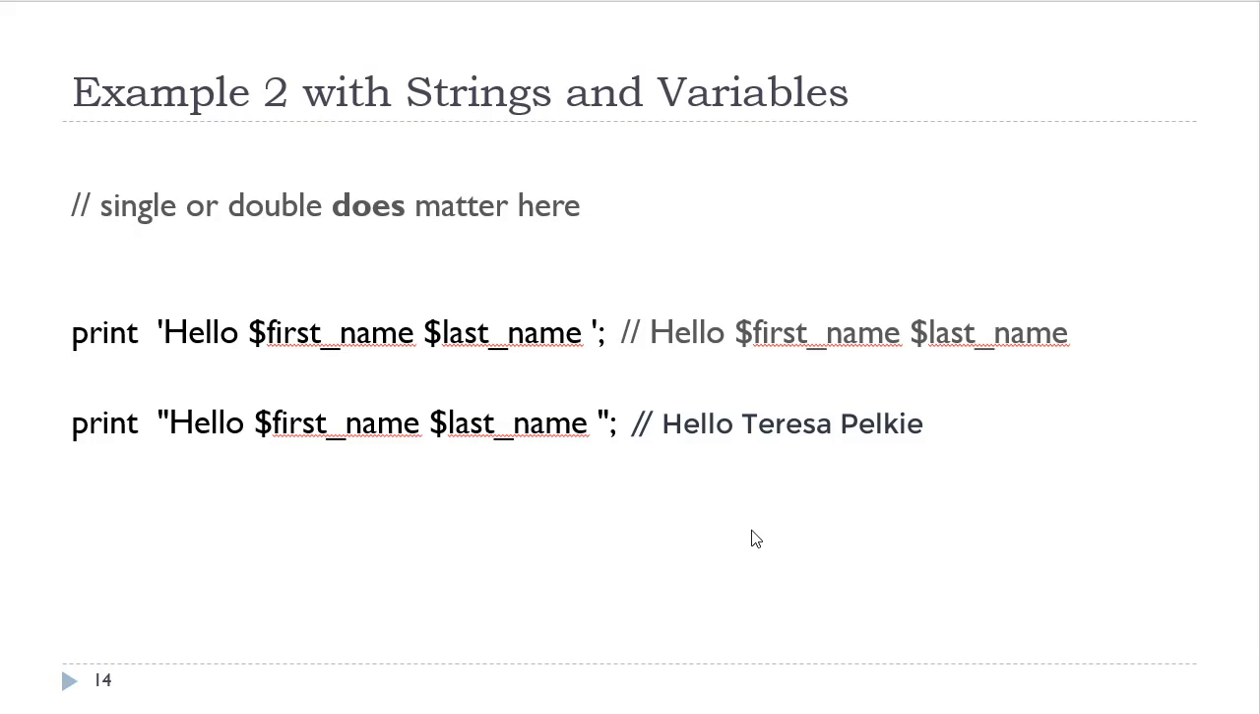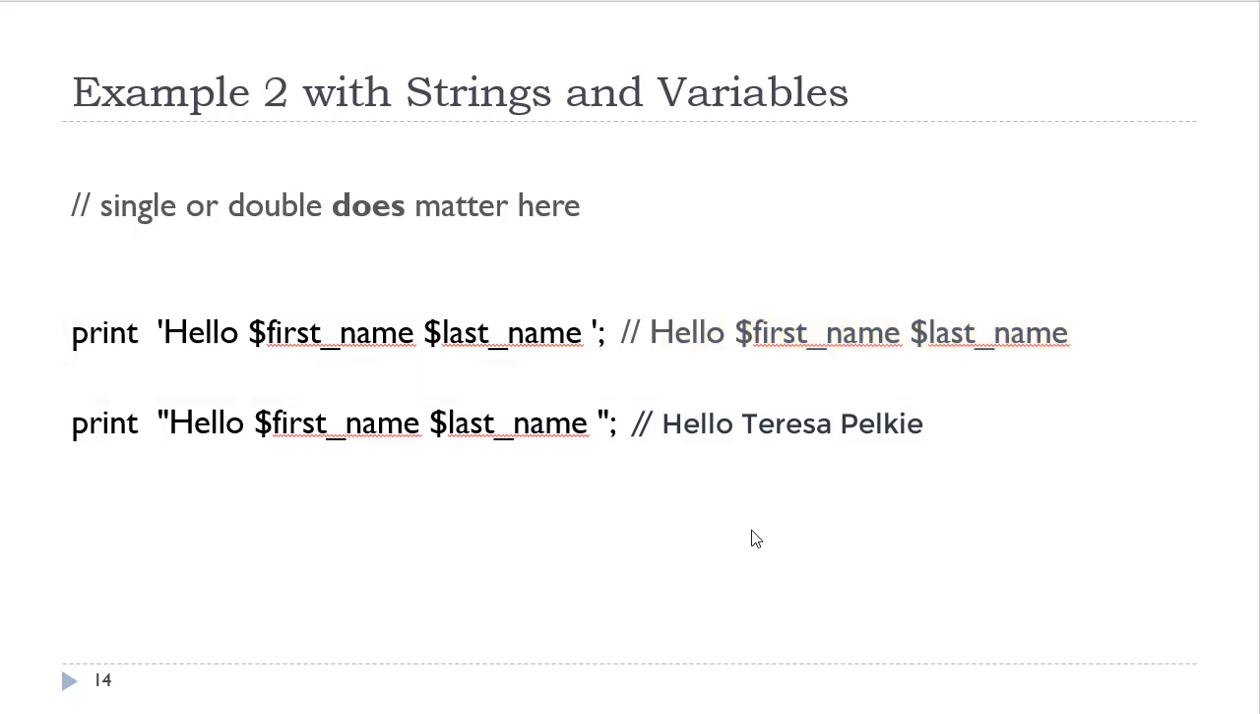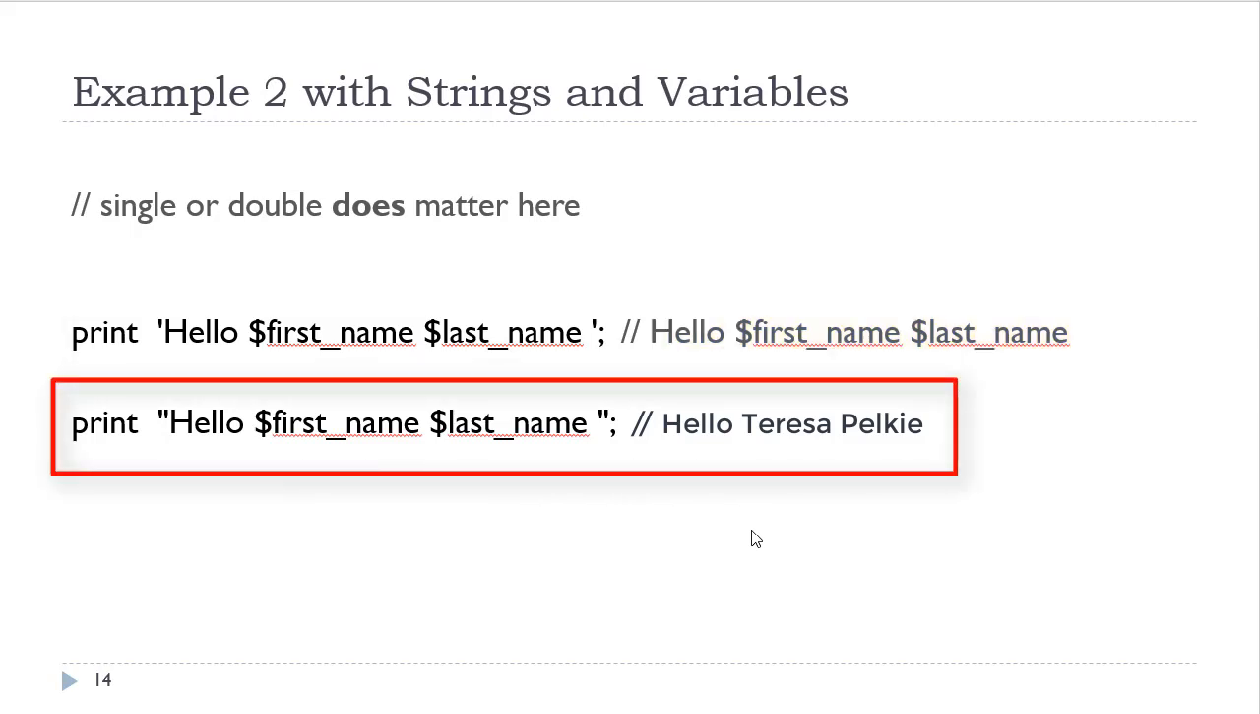However, if you have an expression that contains a variable, if that expression was enclosed in single quotes, it would literally display the variable itself, such as we see over here. However, if that expression was enclosed in double quotes, it would interpret the value of those variables, and we would see something like "Hello, Teresa Pelkie."